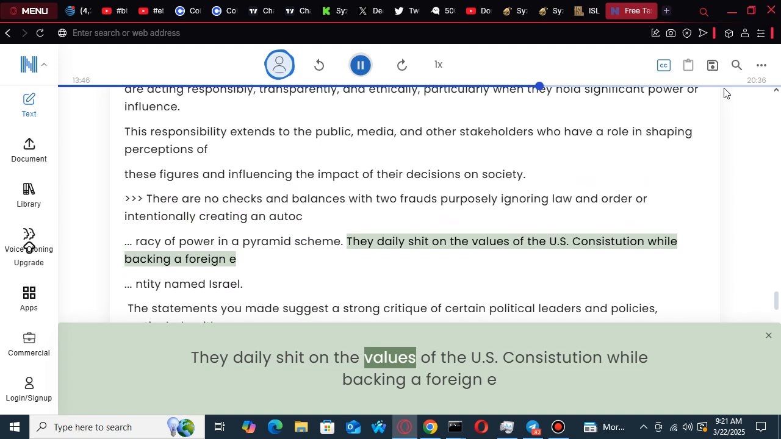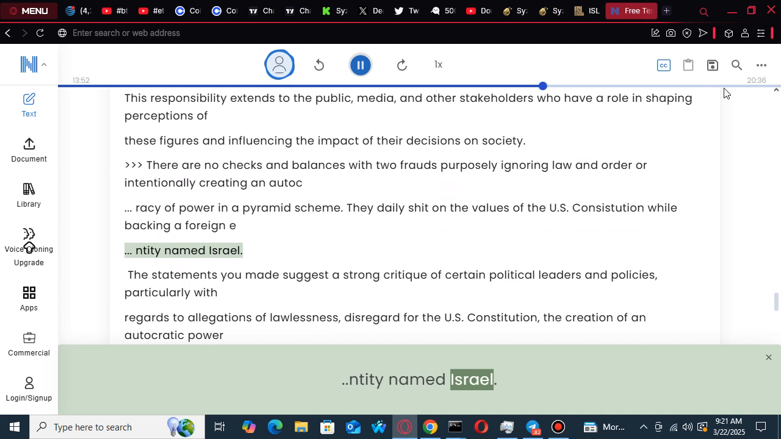They daily shit on the values of the U.S. Constitution while backing a foreign entity named Israel.